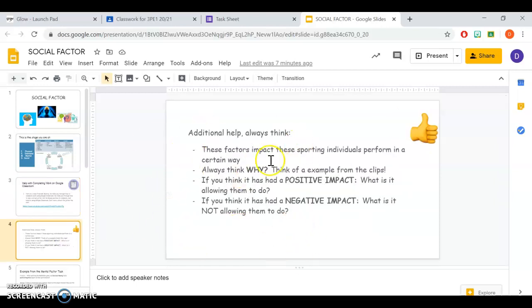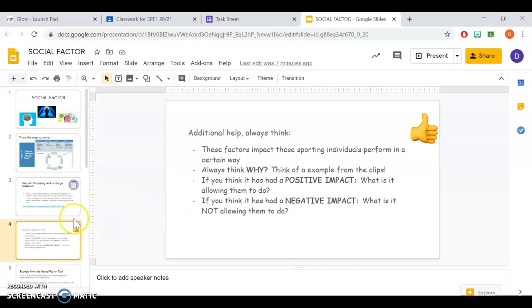Again, I have given you what to think about when you're watching these clips and answering these questions. Now, I'm really wanting to challenge you here. If it's a positive impact, tell me why. What is it allowing them to do? Don't just say it allows them to score a goal. Think of the skills that they're doing. Think about how they're performing. And if it's a negative impact, what is it not allowing them to do? Really look to challenge yourself here, third years, okay?